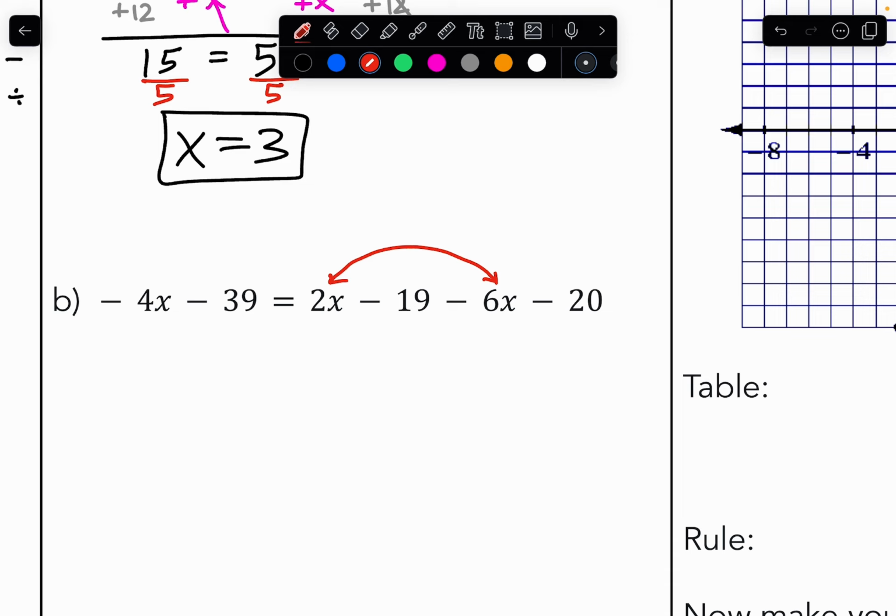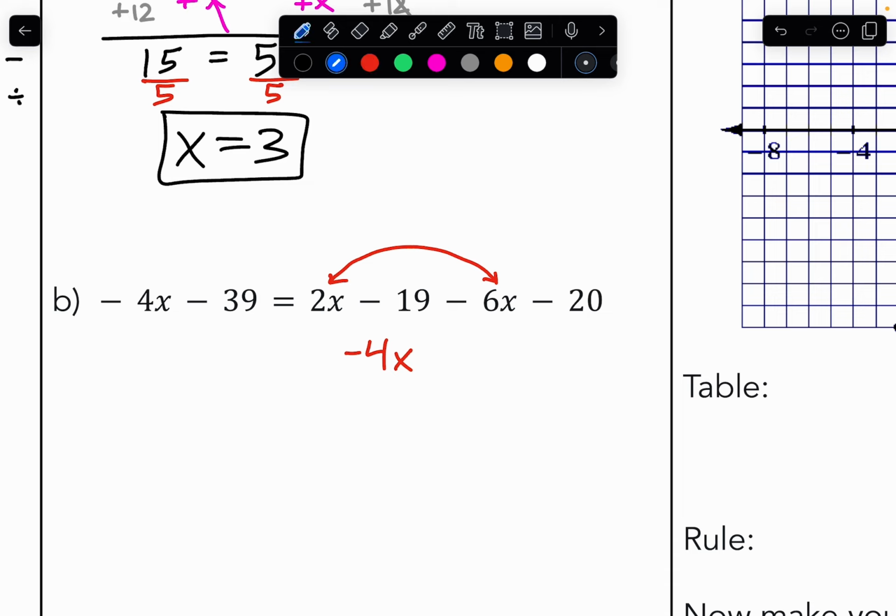If you have 2 apples and you owe me 6 apples, then you might only owe me 4 after that. So what happens if you combine 2x minus 6x? Yeah, you'll get negative 4, which means you owe me 4.